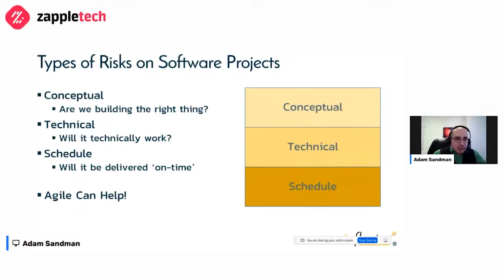And the last one is, well, it's great to have this amazing idea. The technology will support it, but it's going to take 10 years, and we promised it next year. Well, it's not. That's the schedule risk. So generally, you're always looking at balancing the effort spent on understanding and mitigating conceptual risks, technical risks, and schedule risks.